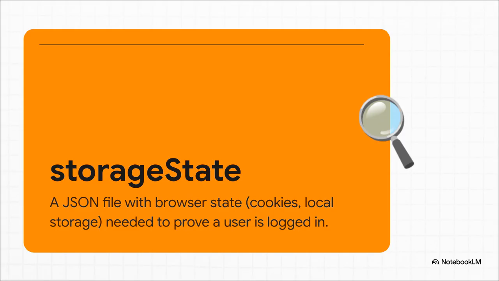So what's the secret sauce here? It all comes down to something called storage state, and it's really simple. It's just a JSON file. But inside that file is everything the browser needs to remember who you are. Your session cookies, local storage tokens, the whole shebang. It's basically a perfect snapshot of a logged-in browser, ready to be copied and reused.